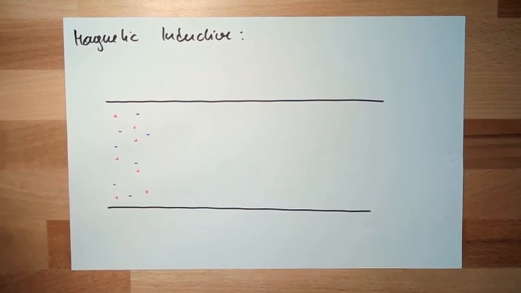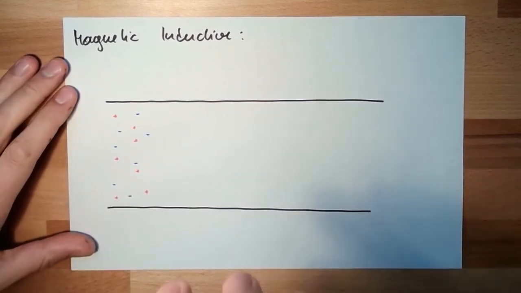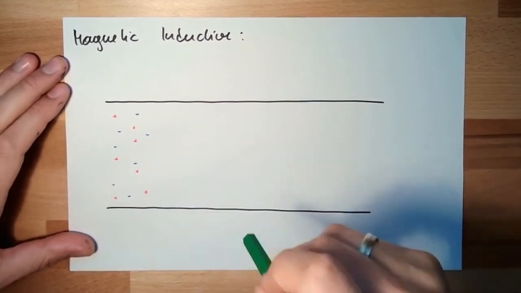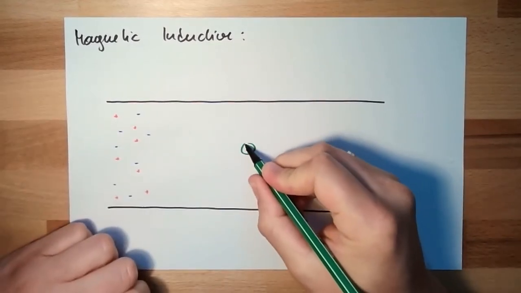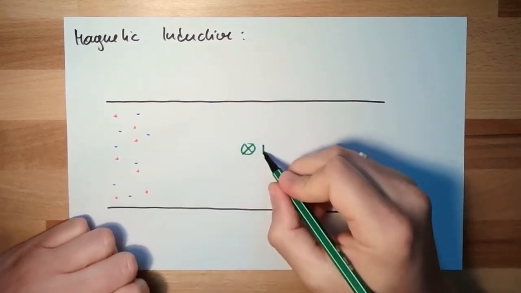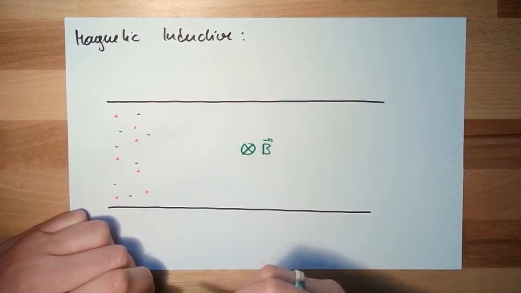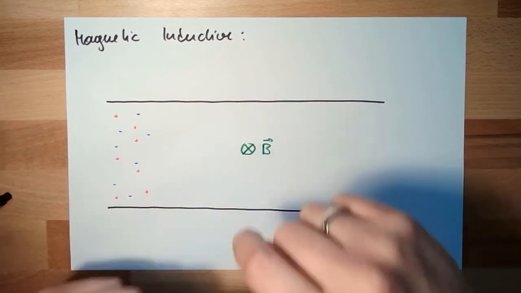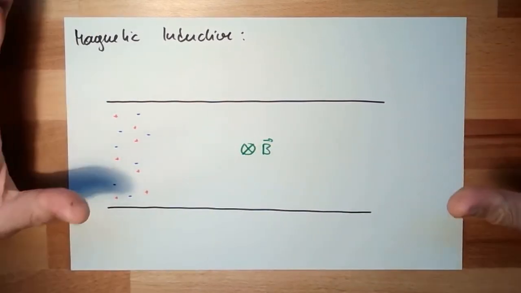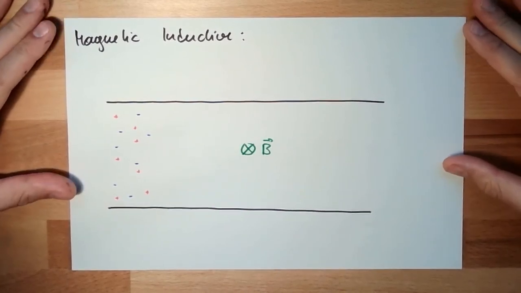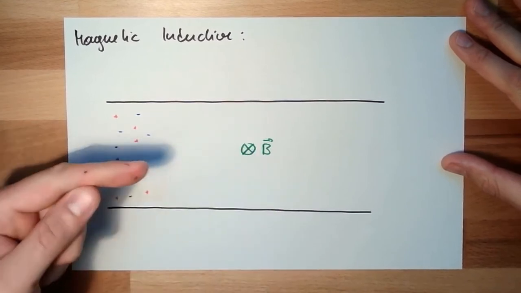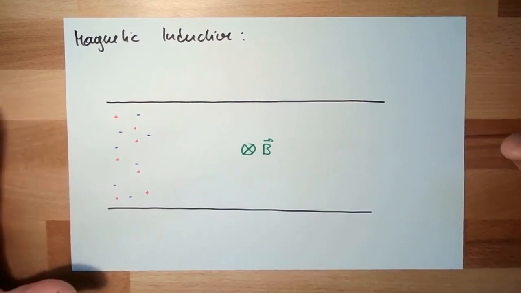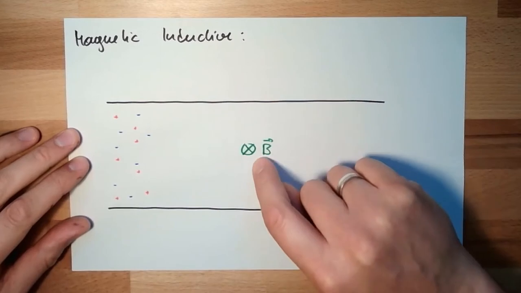Now we come to the big magic. Now I apply a magnetic field in this direction from top to bottom. Down. Magnetic field. There is the Lorentz force. I'm sure you heard of it in electrotechnik. A magnetic field on a moved charged particle will produce a force. We all know this from motors and so on. And the same things happen here also.